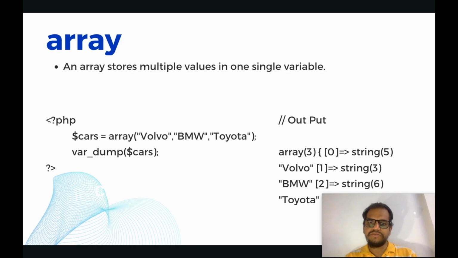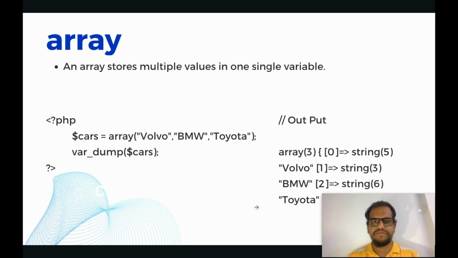We can check this deeply in a while doing the arrays. So an array always starts with the 0 key. Here is the 0 and the Volvo string they are giving us, and 5, why? VOLVO, that's why they are telling it is 5 characters. In the same way, BMW 3, Toyota 6, like this.